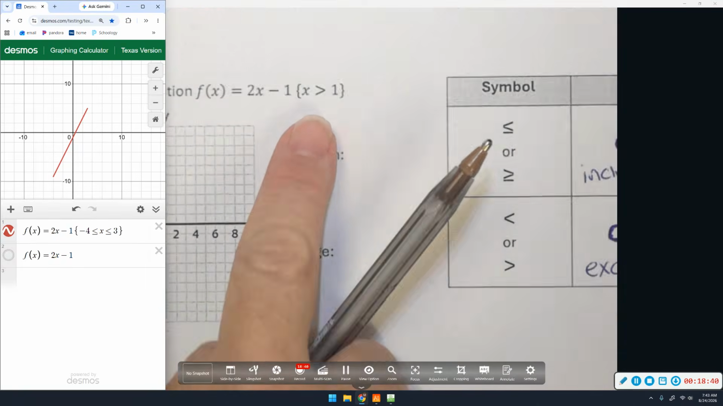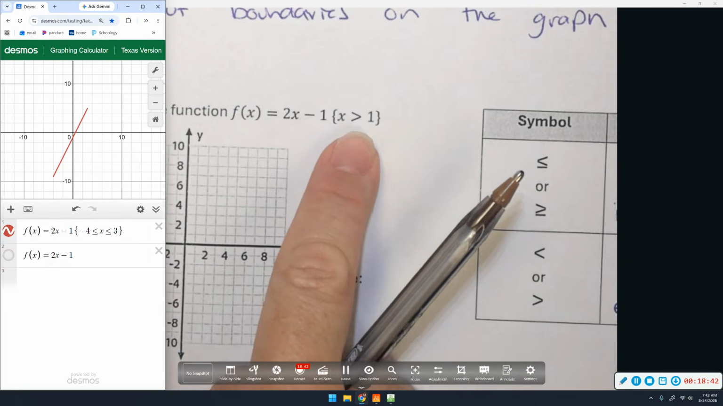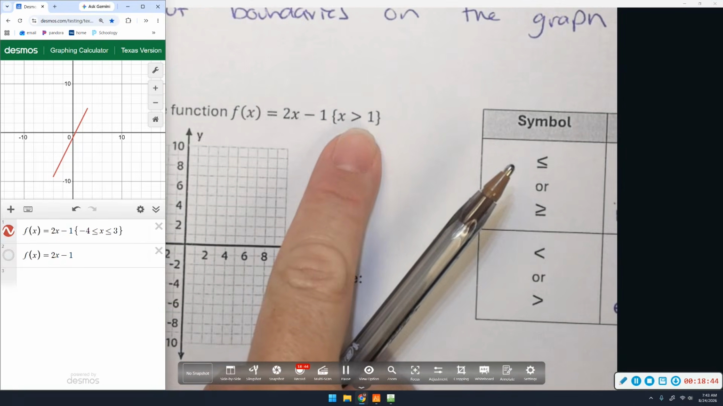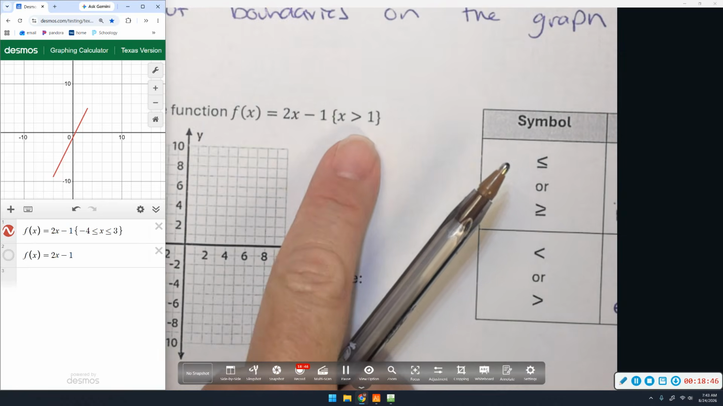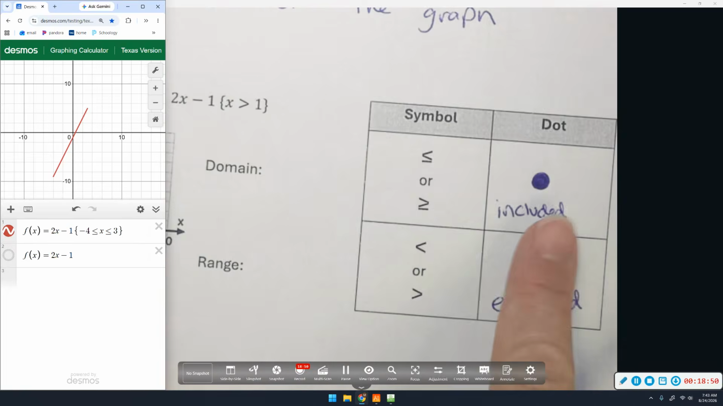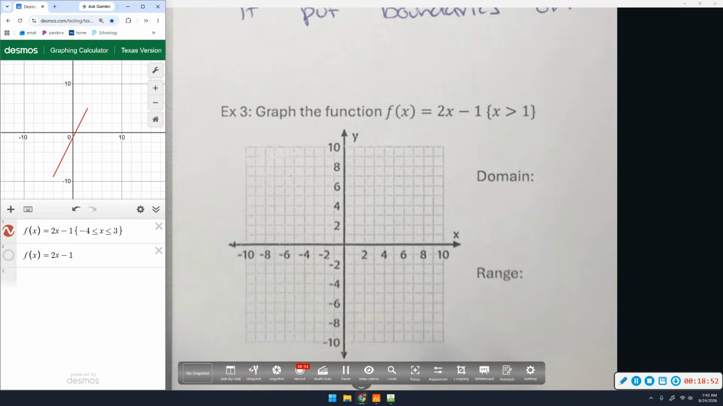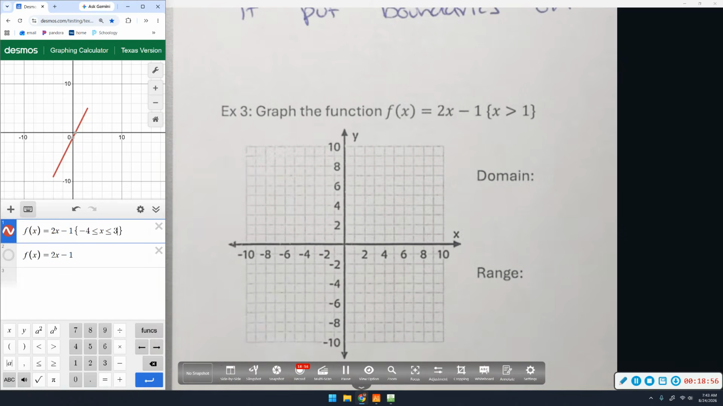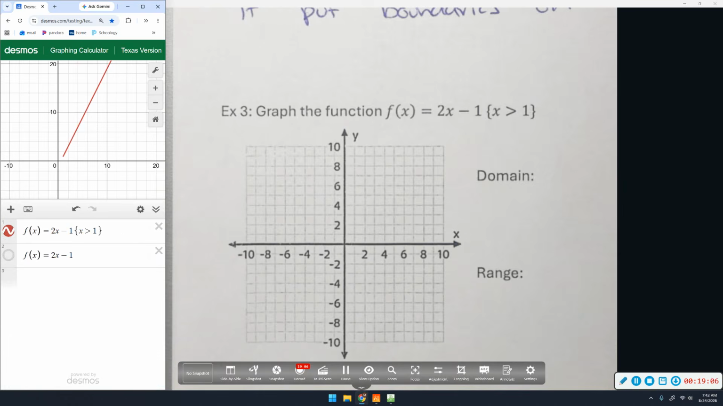So if you notice here, we do have a greater than with no equal to. So what are we going to use here? An open dot or a closed dot? An open dot. So we're going to go in our calculator and we're going to type this one this time. So this time it just says x is greater than 1. Everybody should have that in their calculator.